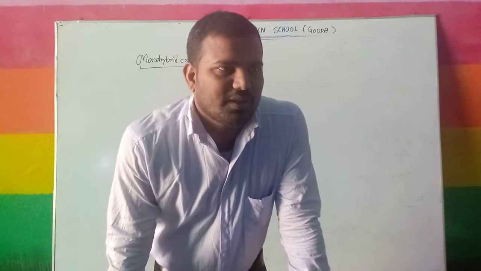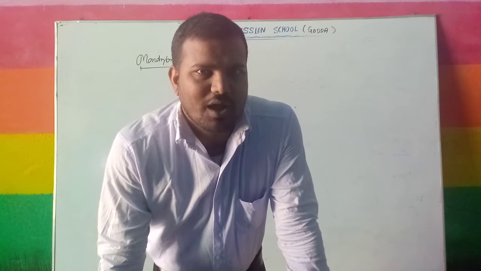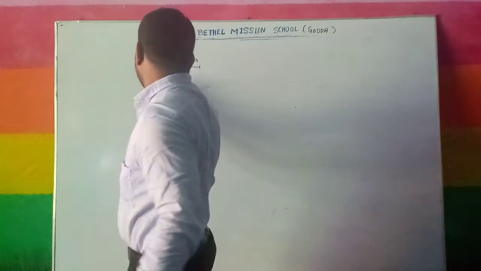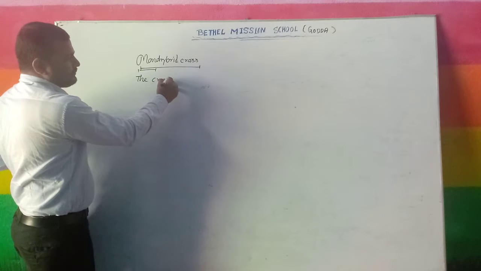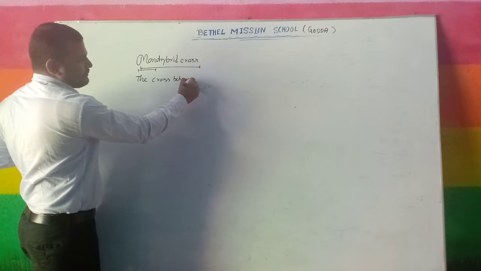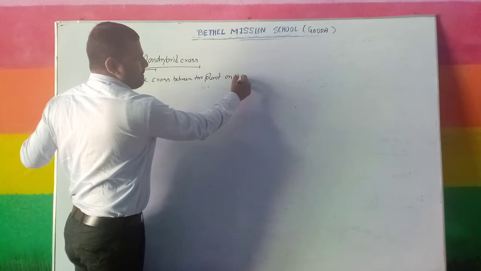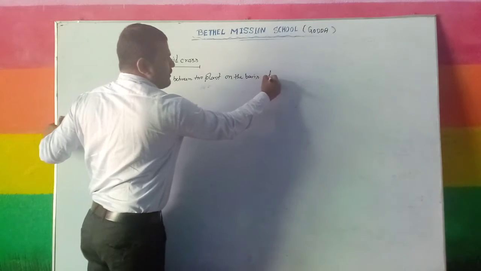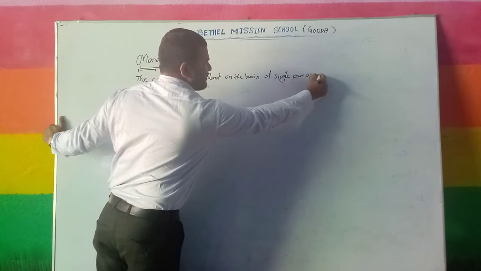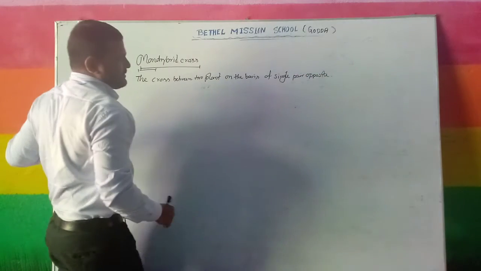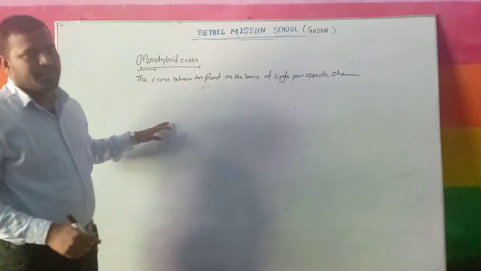Already we have discussed the basic part of heredity. Now today we are going to discuss the monohybrid cross. What is a monohybrid cross? Mono means single. The cross between two plants on the basis of a single pair of opposite characteristics is known as a monohybrid cross.